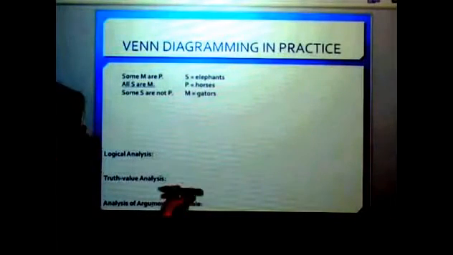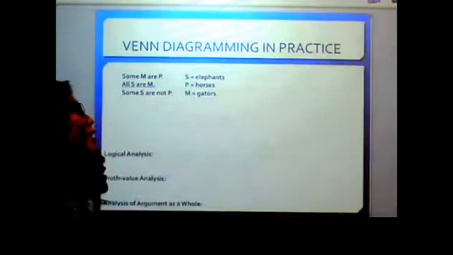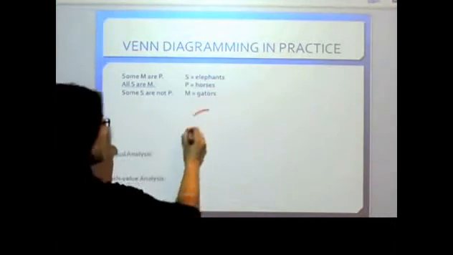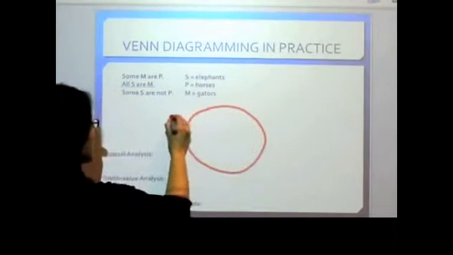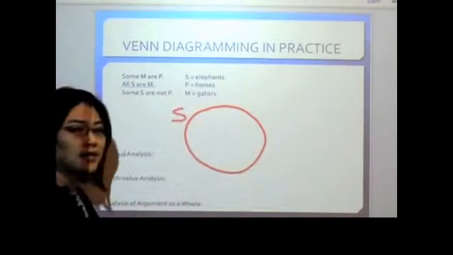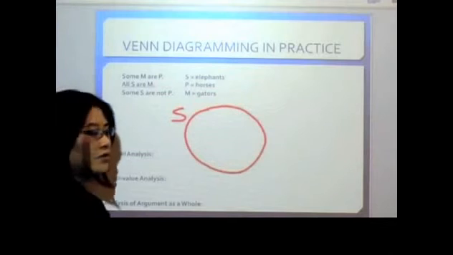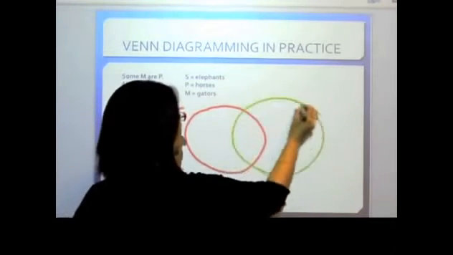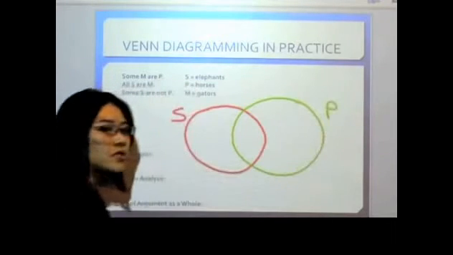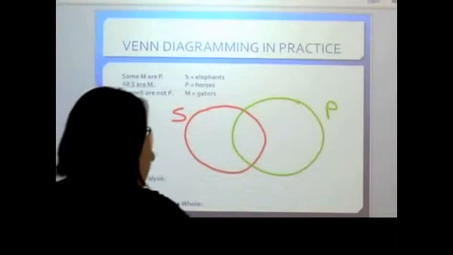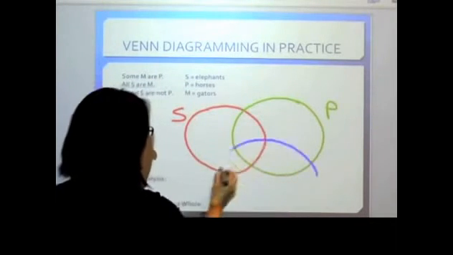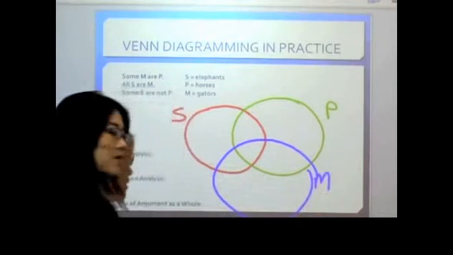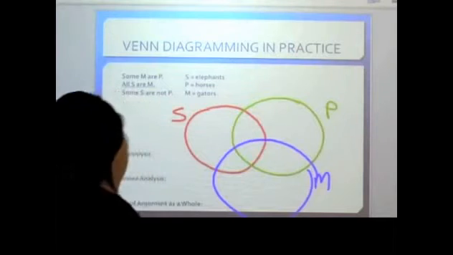We want to draw 3 interlocking circles, and this time I'm going to try to draw the circles a lot bigger. Here is our circle that represents the S term, which is the minor term. Here is our circle that represents the P term, which is the major term. And then here is the M circle, which represents the middle term.